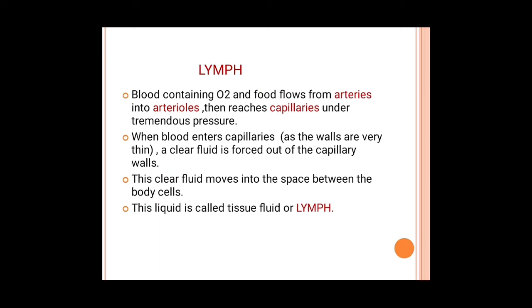Blood containing oxygen and food flows from arteries into arterioles, then reaches capillaries under tremendous pressure. When blood enters capillaries, a clear fluid is forced out of the capillary walls. This clear fluid moves into the space between the body cells. This liquid is called tissue fluid or lymph.